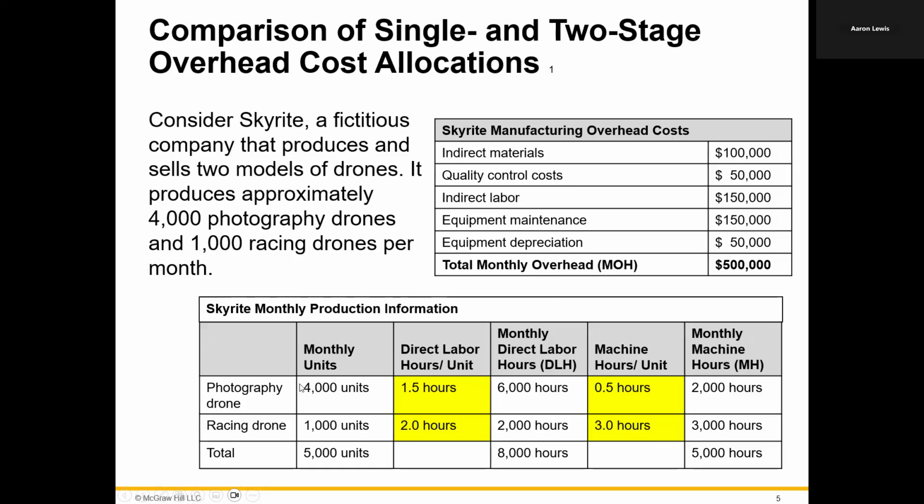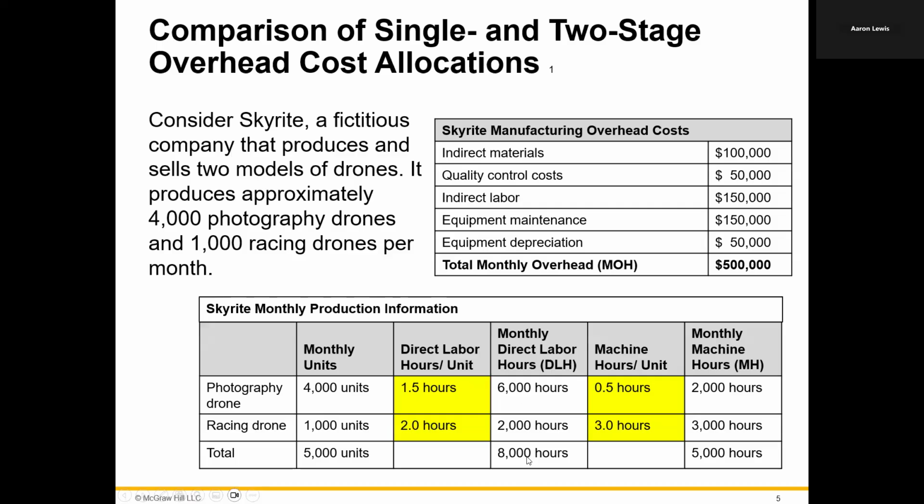Well, this has to get spread out amongst the two different models, the photography drone and the racing drone. We've got a bunch of estimates, standards, if you will, for these two different models. We know how many units of each we're going to produce. We know the amount of labor hours that go into the production of each unit for each respective model. We know the amount of labor hours that it's going to cause us to incur in total. So 4,000 photography drones at an hour and a half apiece would cause Skyrite to have to utilize 6,000 direct labor hours, and 1,000 racing drones at 2 hours apiece would cause them to utilize 2,000 direct labor hours for a total of 8,000.